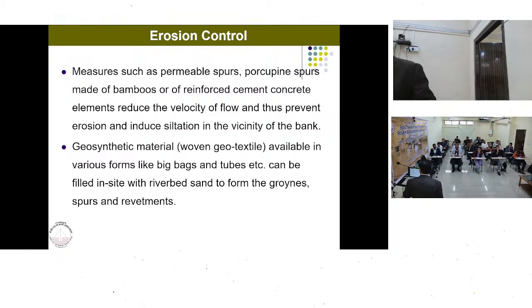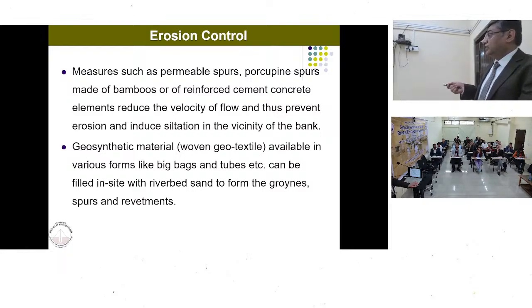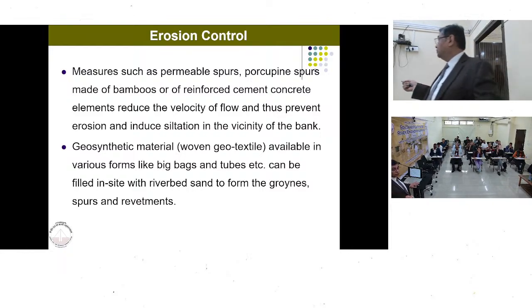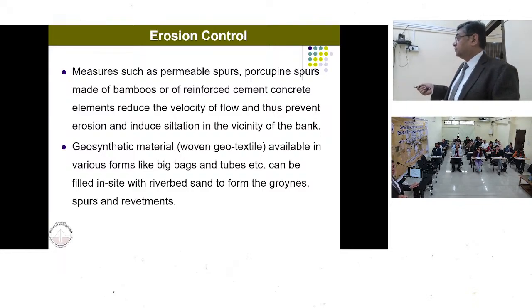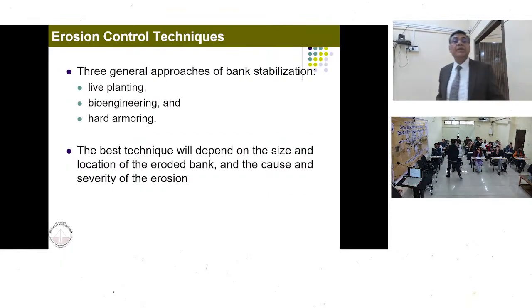Ways and means are changing. Geosynthetic materials, woven geotextiles, are available in various forms like big bags and tubes. They can be filled at site with riverbed sand to form bolsters, spurs, and revetments. These are the areas wherein we can use them. General approaches are there.